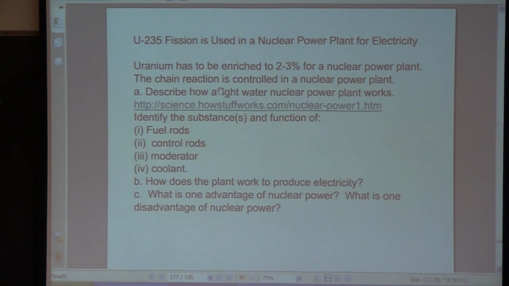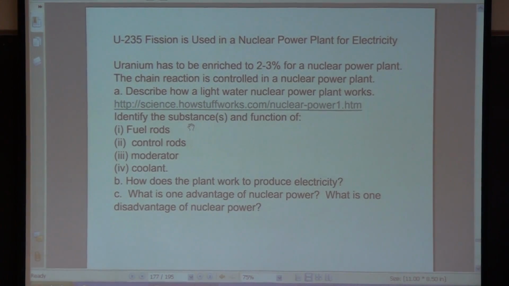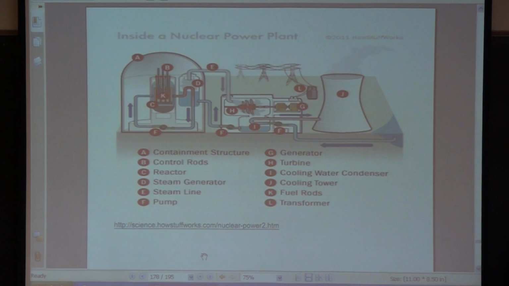Anyway, there's another chain reaction involved in a nuclear power plant. There are different types of reactors, with fuel rods, control rods, moderator, and coolant. How does a plant work to produce electricity? Let's take a look at the next slide, because we found a diagram from How Stuff Works showing how a plant works. Here is the nuclear reactor.